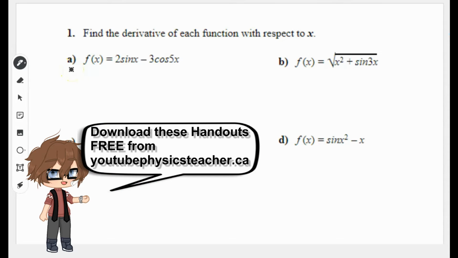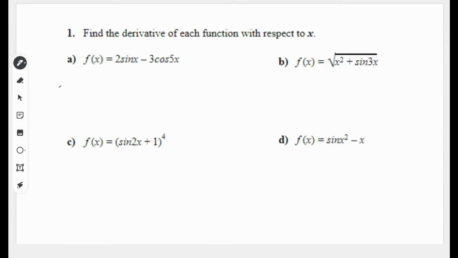So the first question on our quiz is looking at derivatives of trig functions. And so part A, if we want to find the derivative of this one, f prime of x is going to equal 2, and then the derivative of sine x is cos x, so 2 cos x. And then subtract 3. Derivative of cos 5x is minus sine 5x. And then we have to take the derivative of this 5x here, which is 5.